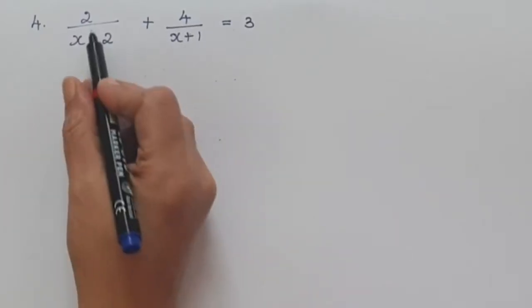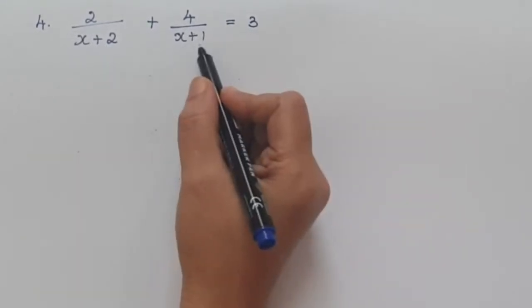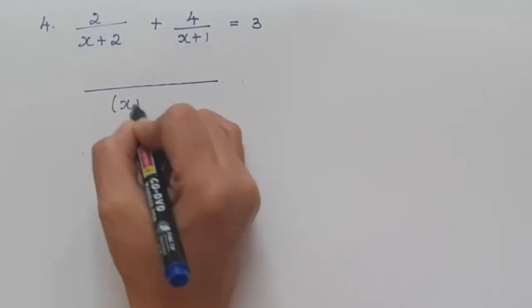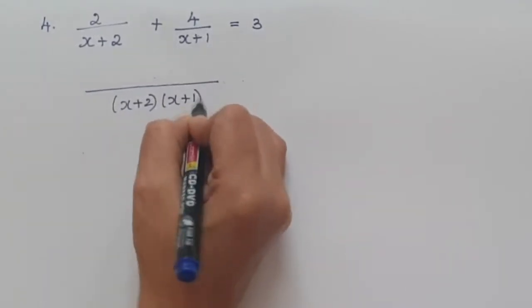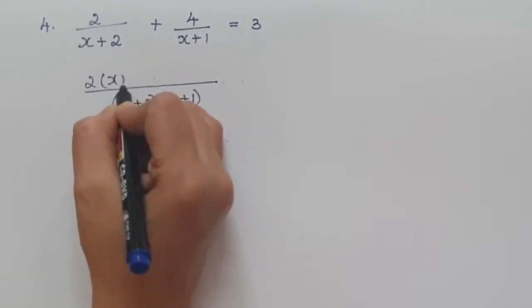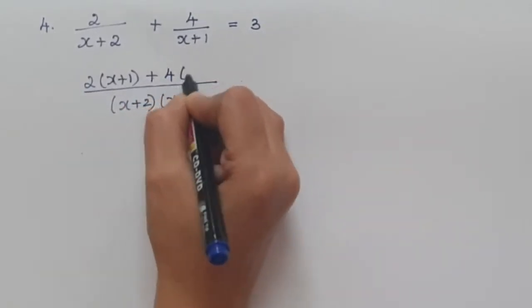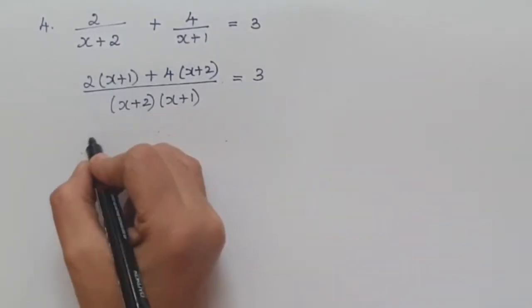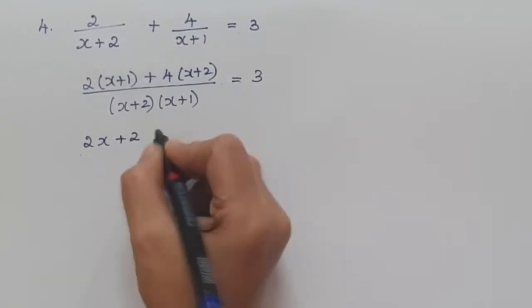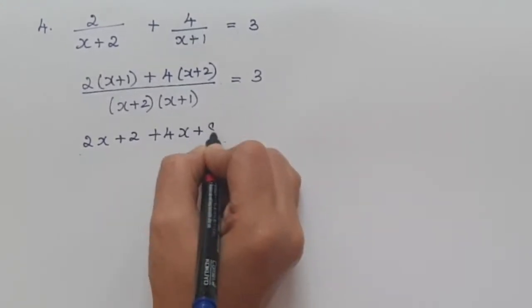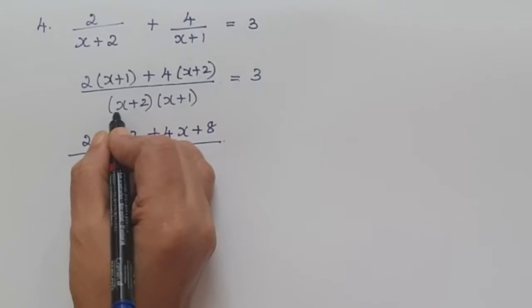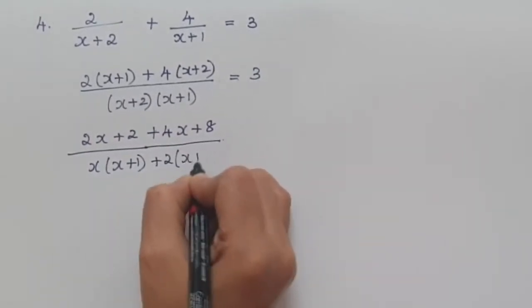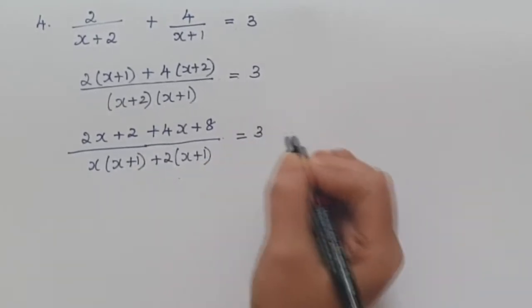Now the fourth question, 2 over x plus 2 plus 4 over x plus 1 will be equal to 3. Now just take the LCM of the denominator, x plus 2 into x plus 1. And then this 2 has to be multiplied with x plus 1 and 4 has to be multiplied with x plus 2. That will be equal to 3. Now just multiply it inside. So it is 2x plus 2 plus 4x plus 8 divided by this x has to be multiplied with x plus 1. Then plus 2 has to be multiplied with x plus 1. That will be equal to 3.